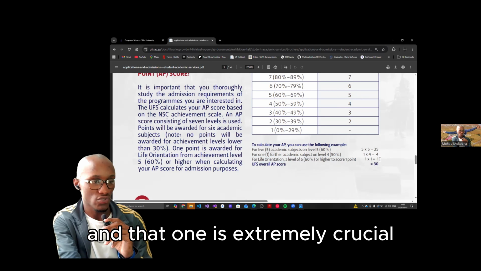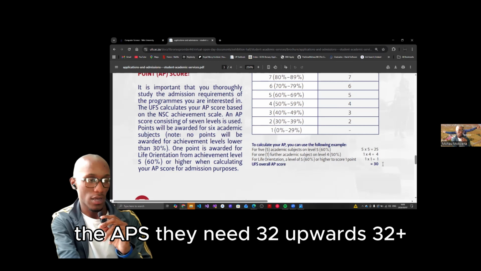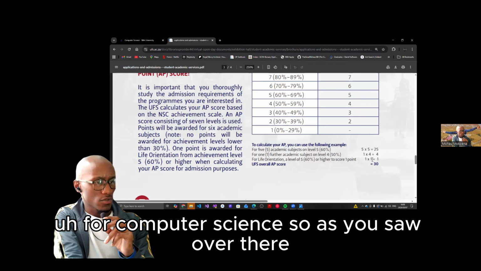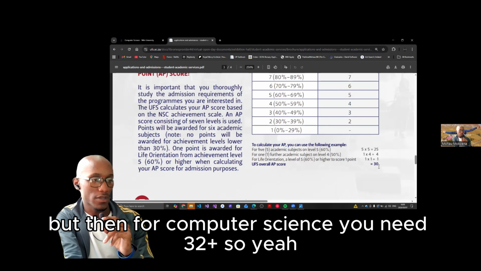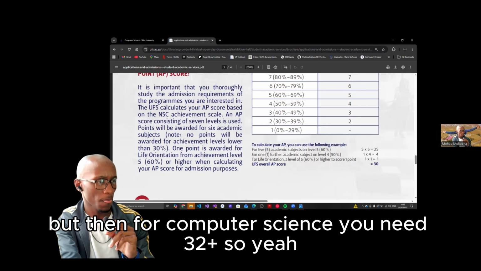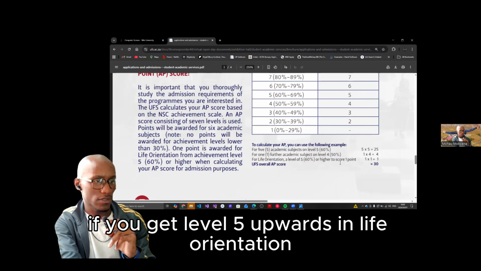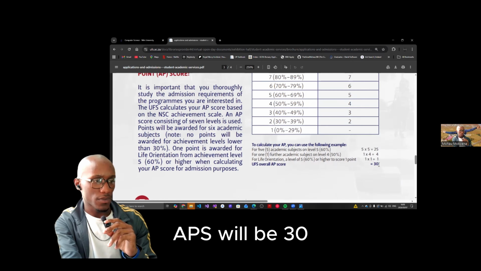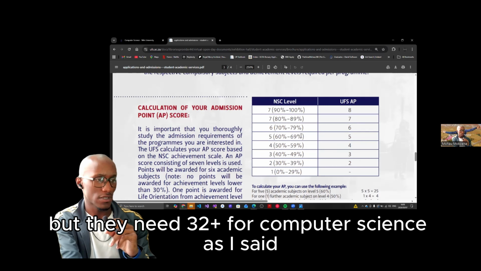And that one is extremely crucial, right? Because at UFS, the APS they need is 32 plus for computer science. So as you saw over there, unless you want to do computer information systems, but for computer science, you need 32 plus. They just give you 1 point if you get level 5 upwards in life orientation. And then your overall APS will be 30, but they need 32 plus for computer science, as I said.